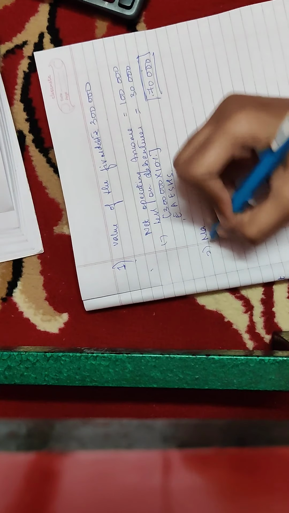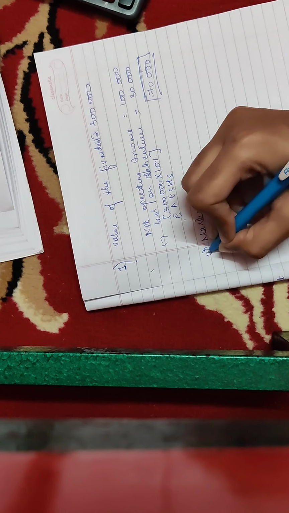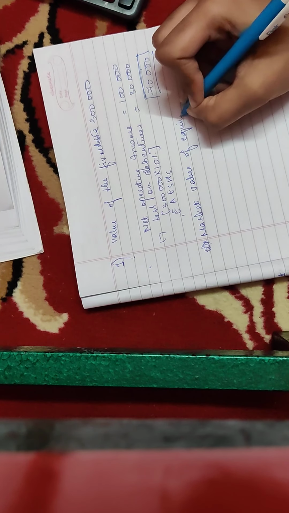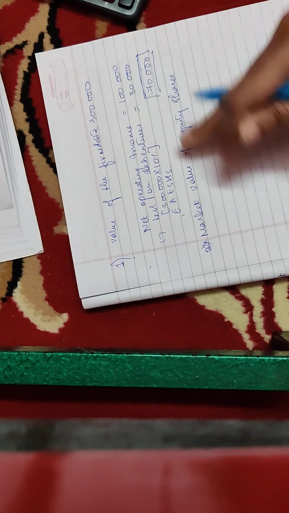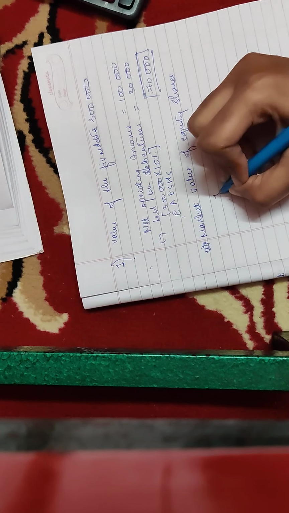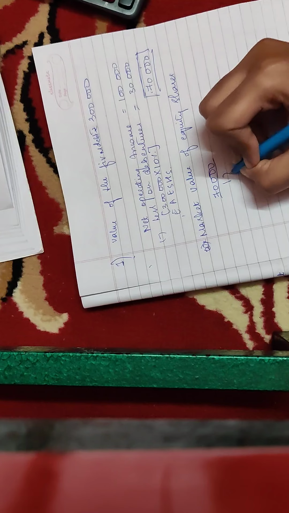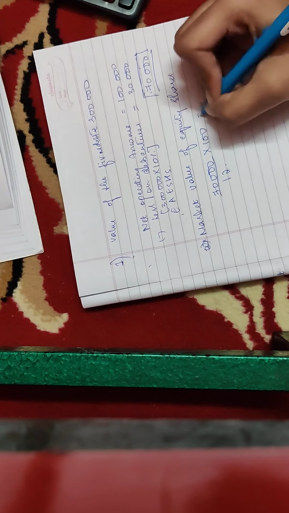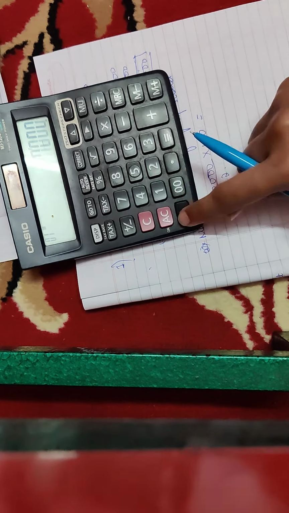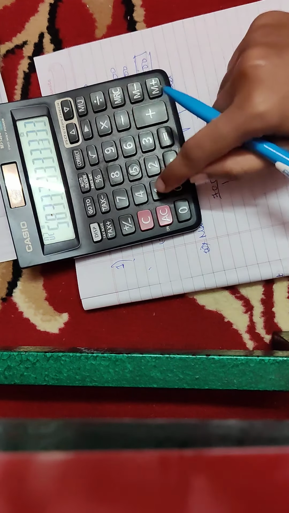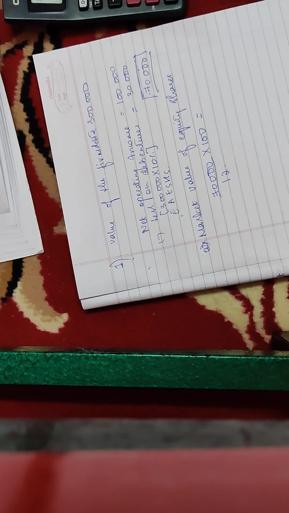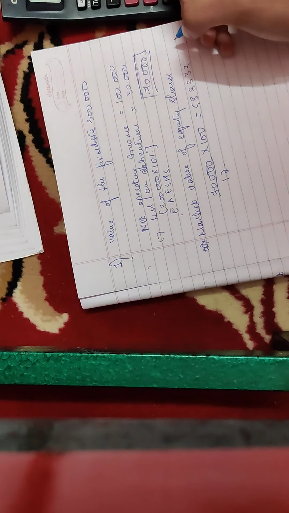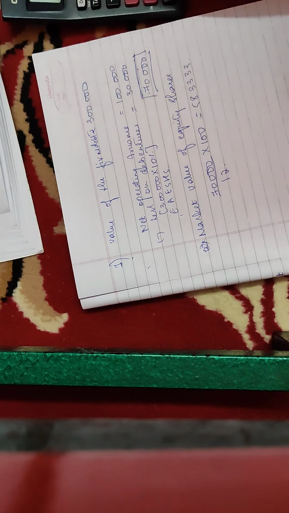Next, in part 2, you need to see the market value of equity shares. Market value we found out is 70,000. So the market value is earnings divided by the capitalization rate, which is given in the question as 12%, into 100. So 70,000 divided by 12 into 100 is 583,333, that is 5 lakhs 83 thousand.